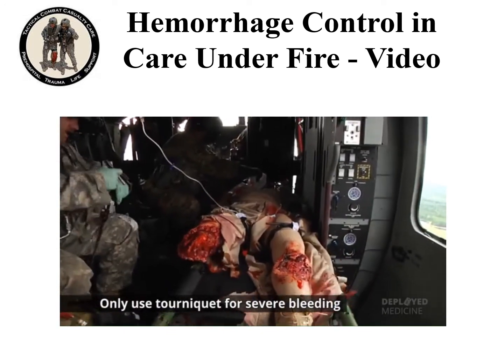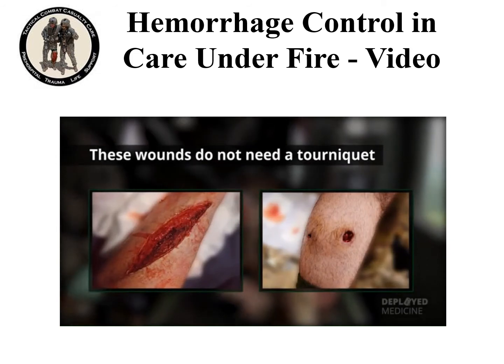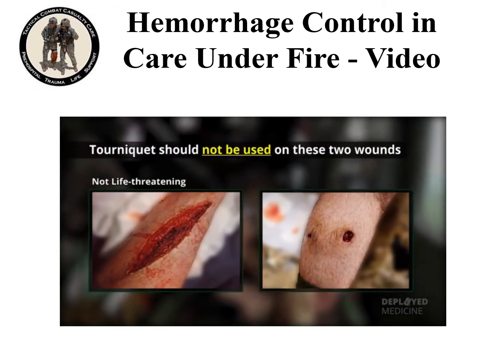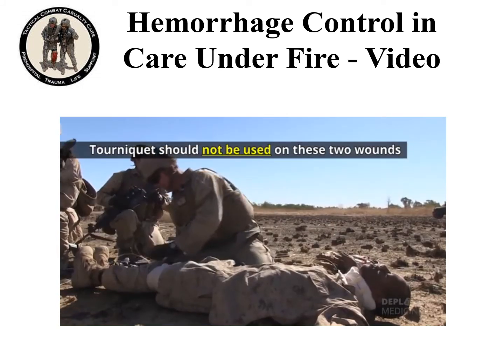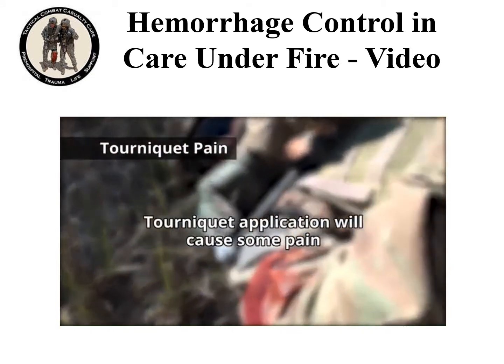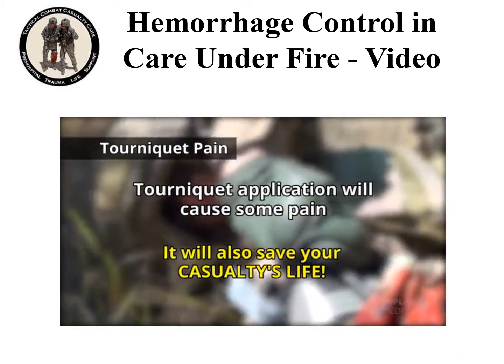Only use a tourniquet for severe bleeding. These wounds do not need a tourniquet. Neither wound is life-threatening. Bleeding is minimal. A tourniquet should not be used on these 2 wounds or other wounds like them where the bleeding is not severe. It is expected that tourniquet application will cause some pain, but it will also save your casualty's life.